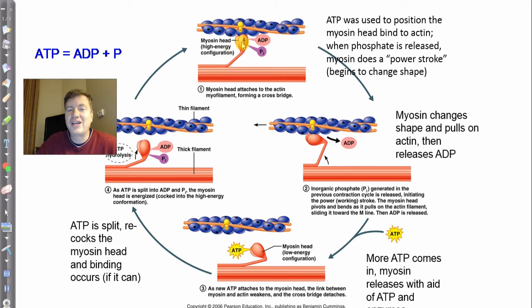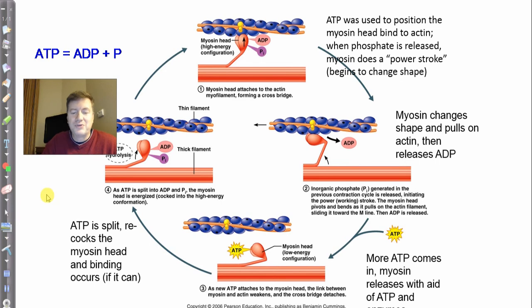ATP is in the right shape. We've used energy to do it. It's attached to actin. The phosphate comes off. It begins to change shape, pulls on actin. The ADP comes off. It's still going to be attached to actin until more ATP comes in, causes it to release, change shape, reattach, and then bind back to actin. So that's the contraction cycle.